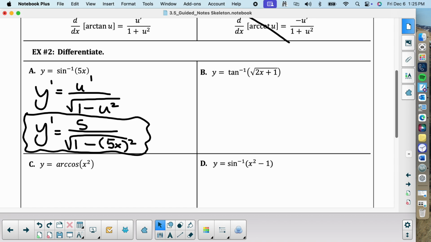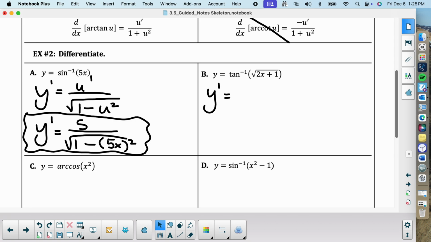Okay, B. Inverse tan of root 2x plus 1. If you want to just read it directly off the whiteboard, that works too. Otherwise, it's on your paper. So identify what is u first. Square root of 2x plus 1. Okay, I'm assuming power rule, because then you have to do the prime of that, and I just pulled out the 1/2 in your power rule. Got it.